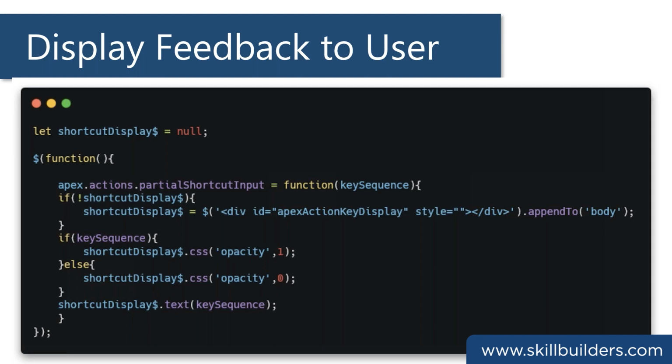The last thing that we're going to do is detect if we currently have a key sequence or not. If we do have a key sequence, then we're going to make it fully opaque. And if we do not have a key sequence, then we're going to make it not opaque, or instead make it transparent. And we're also going to make sure that we update the text of our div to actually show the current sequence. How do we do that? Well, here we go.